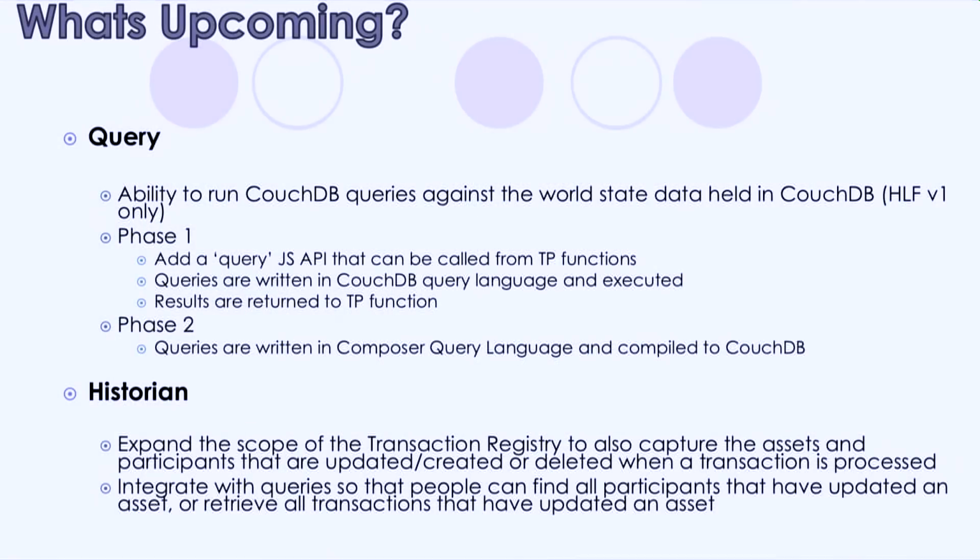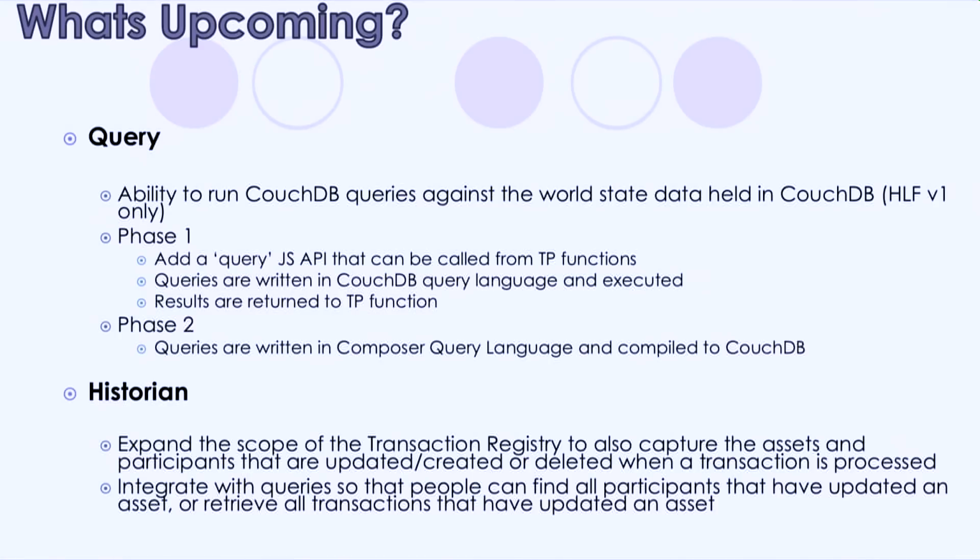And then we get two pretty meaty big beasts, two big chunks that are in flight at the moment. The first one is queries. So if you've looked at Hyperledger Fabric v1, you've probably seen that you can optionally configure it to use Couchdb to store the world state. So Couchdb is a NoSQL JSON-centric database. And Composer stores and serializes all of its artifacts as JSON data structures. So there's a natural synergy there.